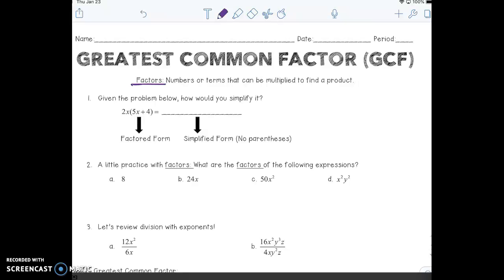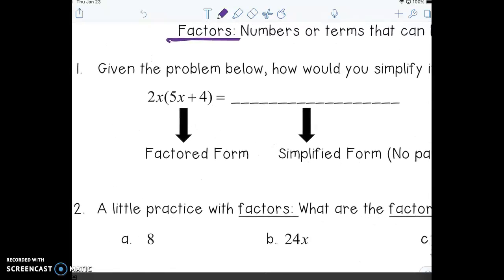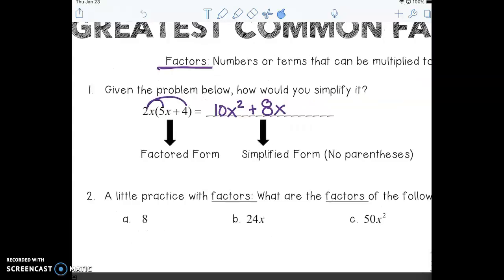So, given this problem below, I'm given it in factored form, and I need to put it in simplest form. I need to put it in the form with no parentheses. And normally you would look at this problem and go, oh, I'll distribute. Okay, I'll rainbow. 2 times 5 makes 10. X times x makes x squared. So I get 10x squared. 2 times 4 makes 8. And it came with an x. Okay, so we've done it in that direction.